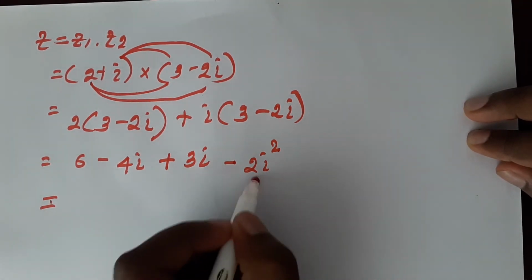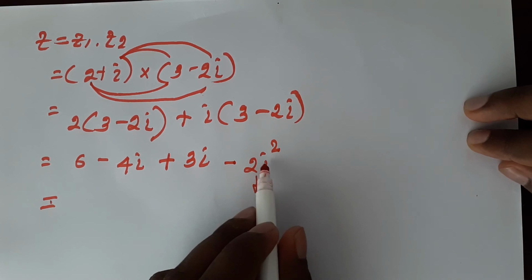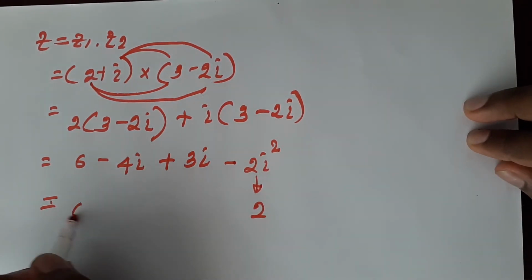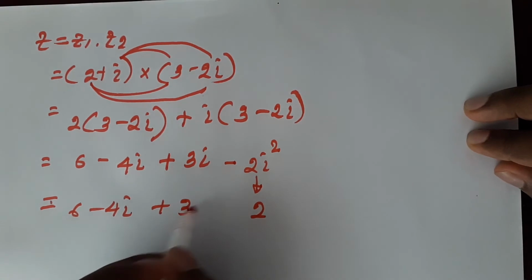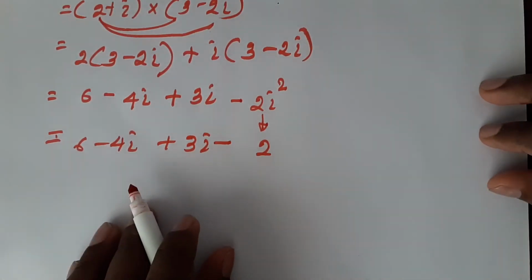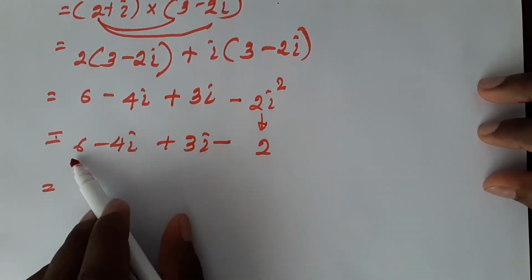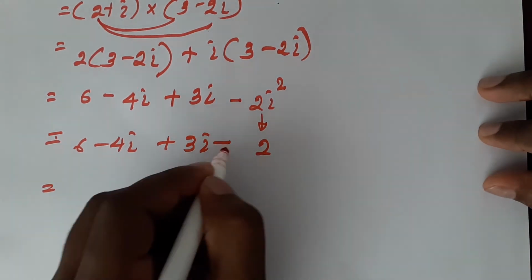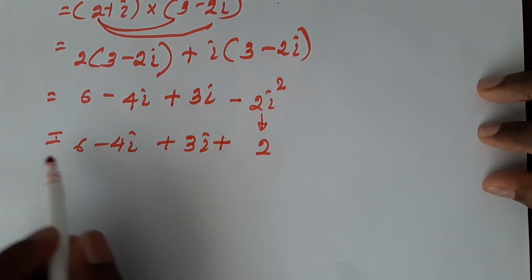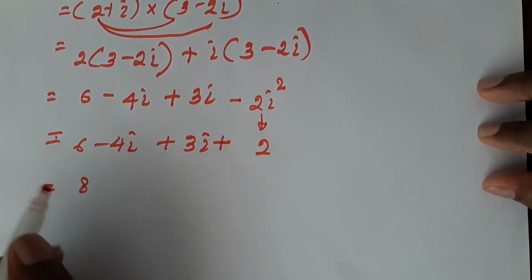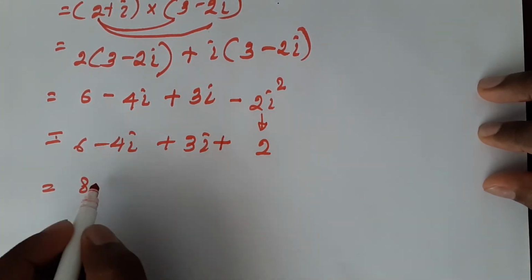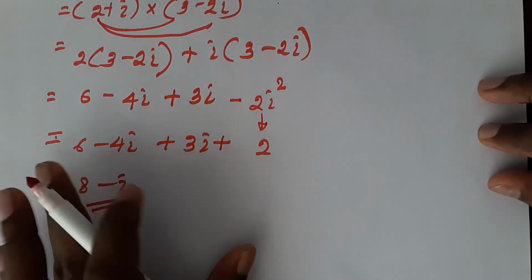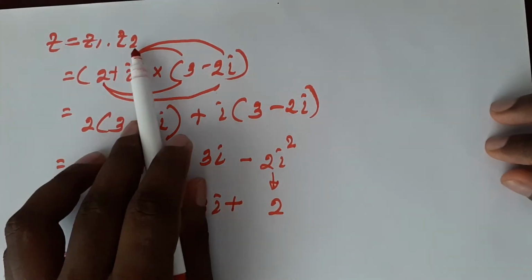Now this i squared is minus 1, so minus 2 into minus 1 becomes plus 2. So 6 minus 4i plus 3i plus 2. 6 plus 2 becomes 8. Minus 4i plus 3i becomes minus i. So this is the resulting complex number from the multiplication between z1 and z2.